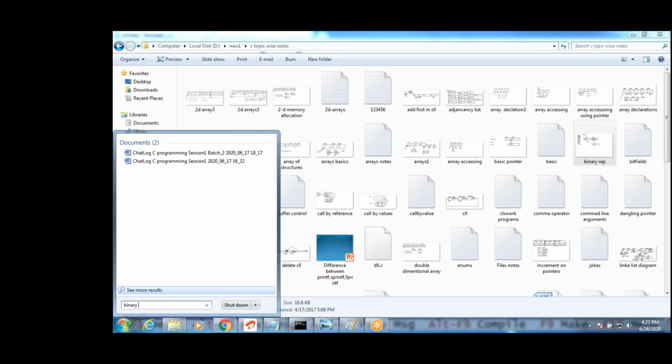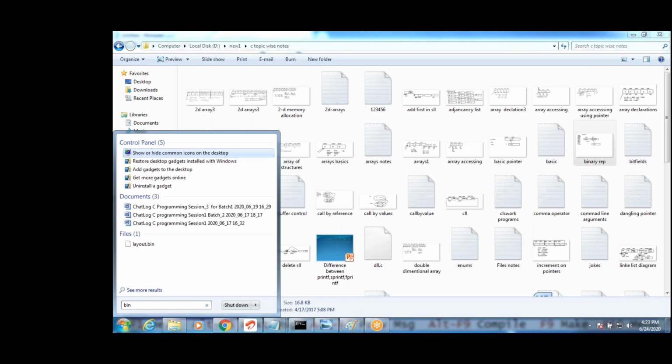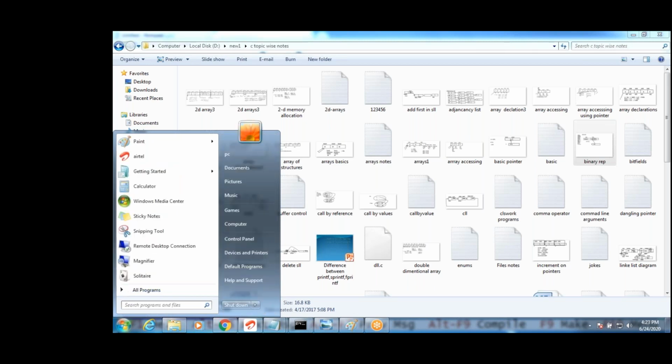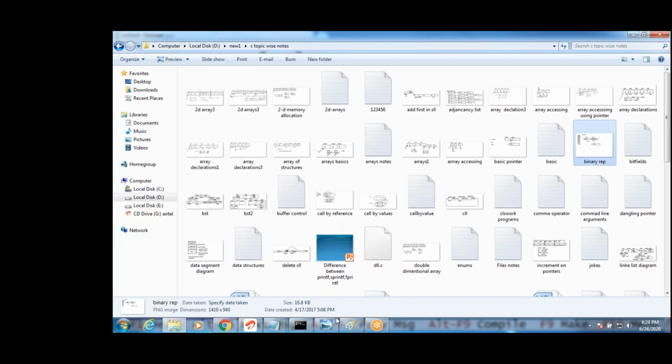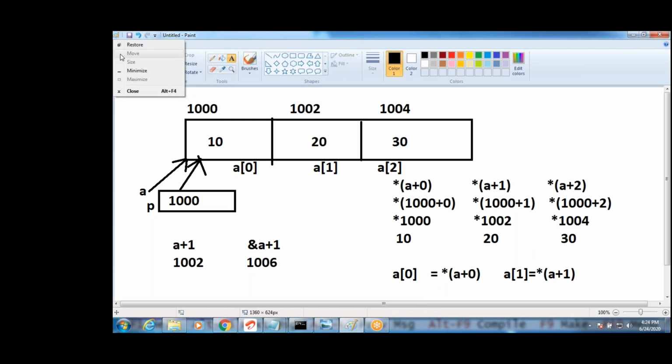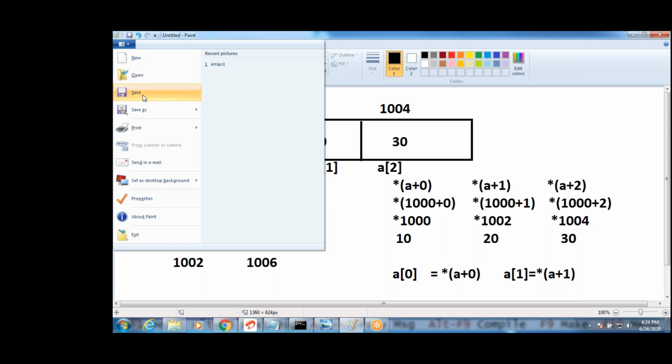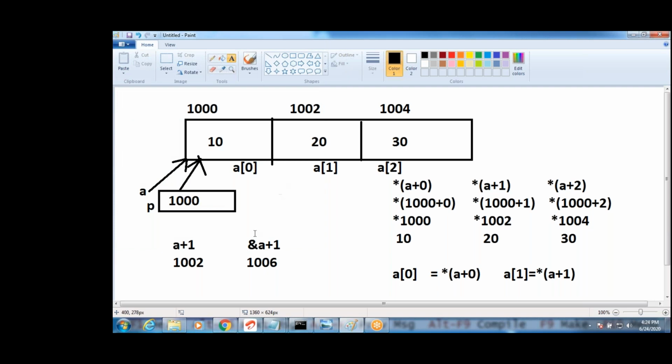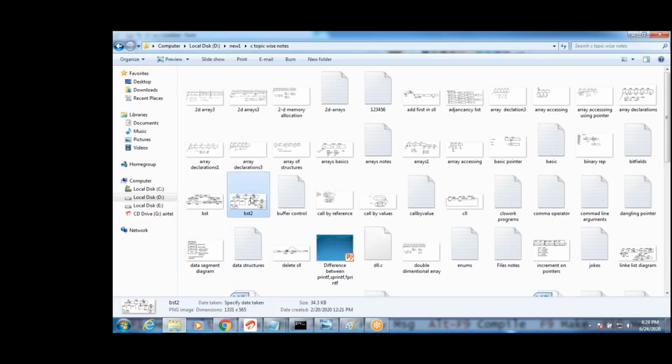Binary bits we have written. How many bits in the data types? Once you open the notes, guys, I told you the binary representation of bits. 2 bits, what is 2 bits? What is 4 bits? Binary representation, I told you. In the binary representation. Yeah, I will show you, guys.